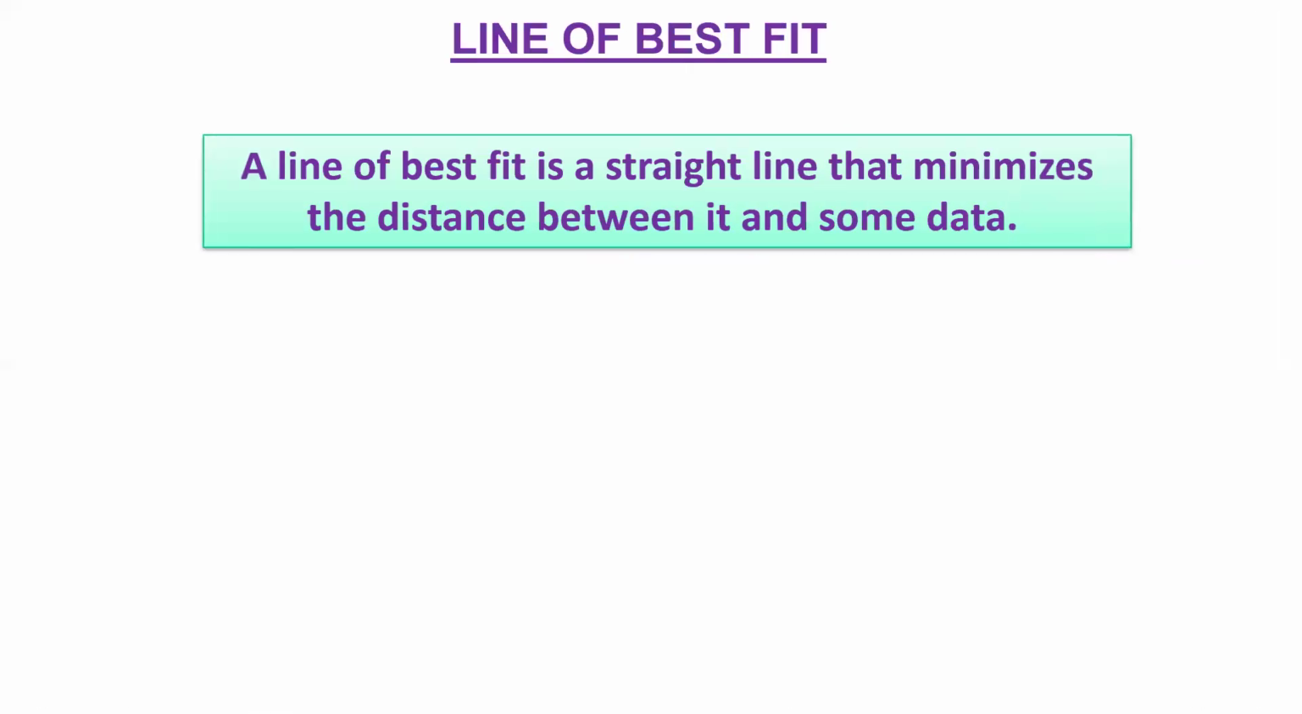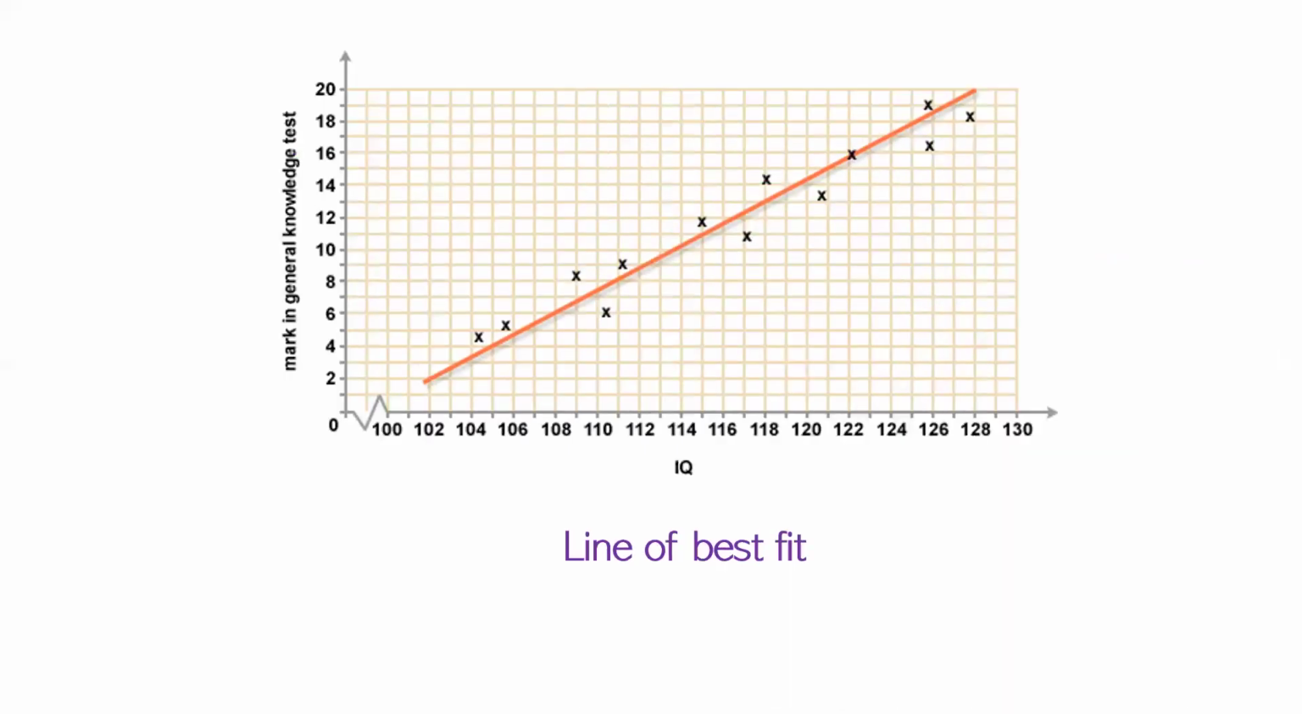Line of best fit. This concept is coming from O level IGCSE Physics, paper 6. A line of best fit is a straight line that minimizes the distance between it and some data. This is a different definition from our IGCSE, but the concept is similar. This is called a best fit line. You can identify here that the best fit line is passing through all in between the crosses. It is just like a line which is representing the population of the crosses.